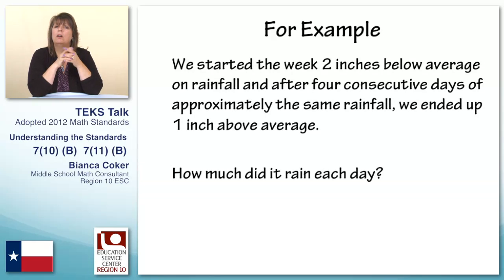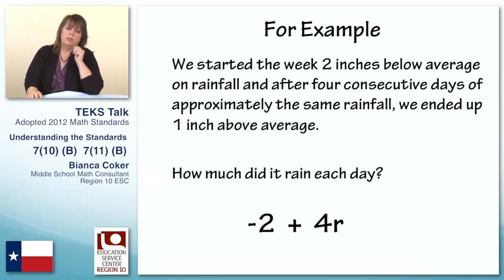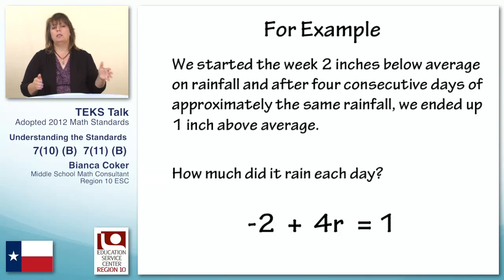So here's our verbal representation that we need to translate into an equation. The way we do that is we look at our starting amount, 2 inches below. So that would be represented by -2. And then we have 4 consecutive days of about the same rain, so 4 times some unknown amount of rain. And we end up with 1 inch above, which is +1. So we have the equation -2 + 4r = 1.